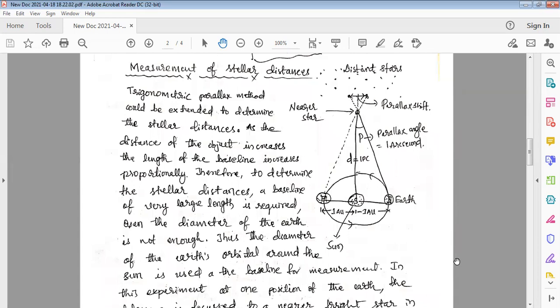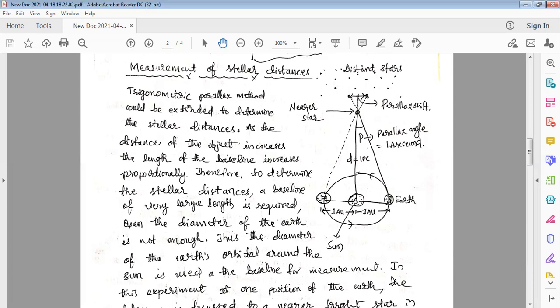The stellar distances are generally huge distances, which are in terms of thousands of kilometers. So it is not possible to measure the distance of the stars by direct method. So we have to follow some indirect methods of determining the distances. So this trigonometric parallax method is used to determine the distances of the stars. Let us see how it is done.